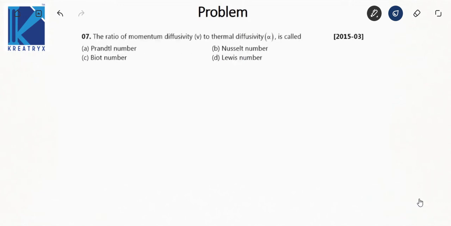The next question: the ratio of momentum diffusivity to thermal diffusivity alpha is called, everyone will know this, the Prandtl number. That is, it relates whether in the boundary layer the rate of momentum transfer will be greater or the rate of heat transfer, the thermal diffusion, will be greater.